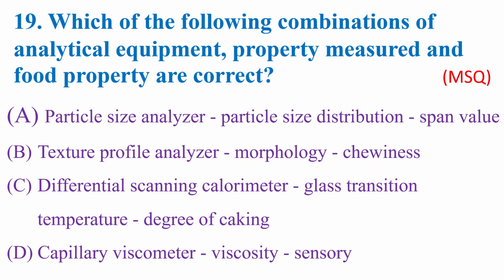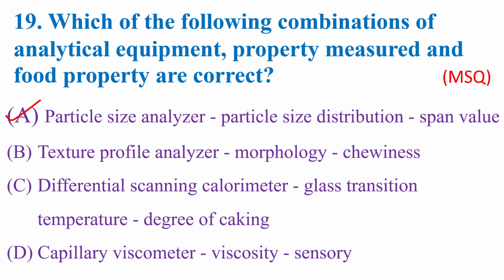Question number 19. Which of the following combinations of analytical equipment, property measured and food property are correct? So first one, that is particle size analyzer, particle size distribution, span value. So this particle size analyzer will measure the particle size distribution, and the span value will quantify the distribution width. That means, for example, powdered foods. So option number A will be my correct option over here.